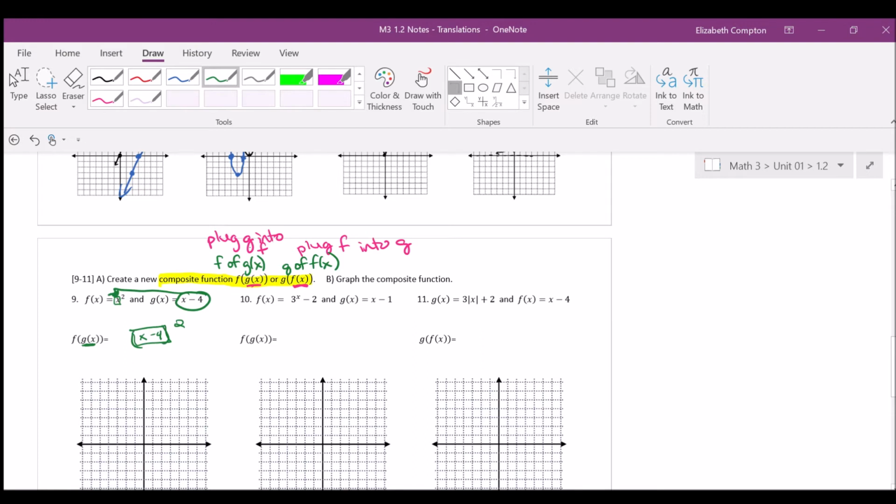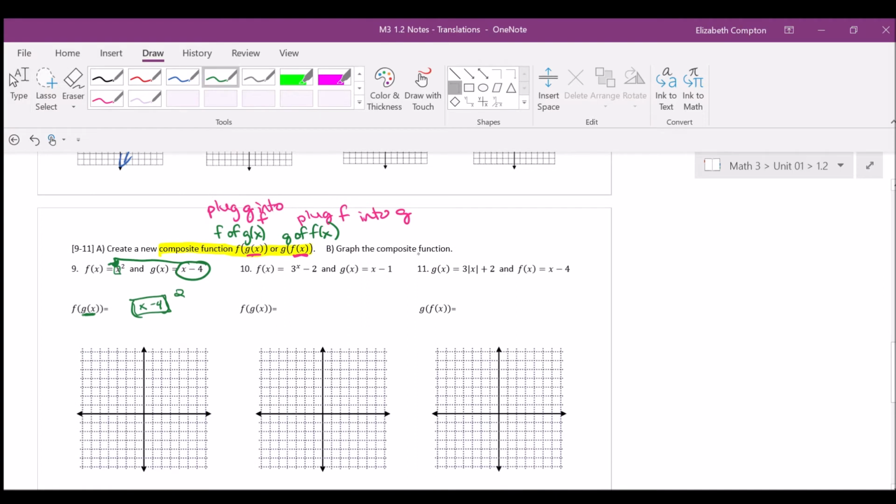Okay, so now we need to graph this function. B is graph. So we see that this is moving right 4. So we're going to take our key point and move it right 4. Our key point 0, 0, and we're going to go right 1, 2, 3, 4.